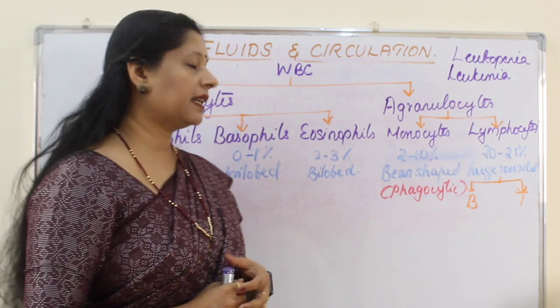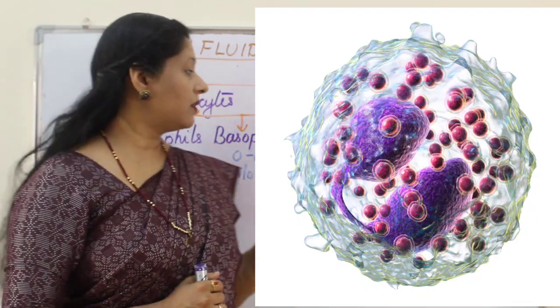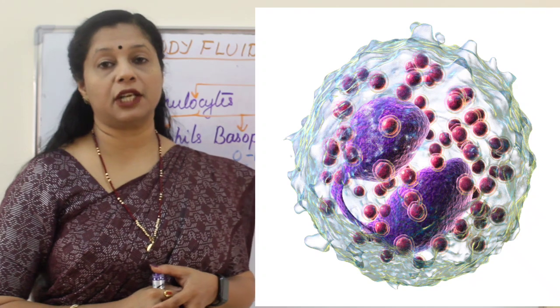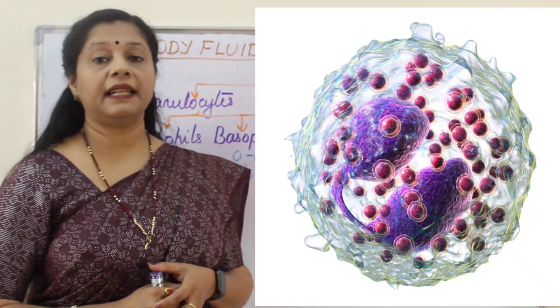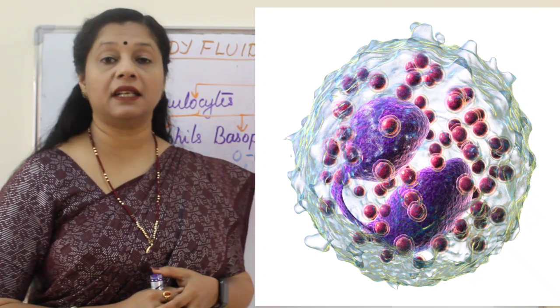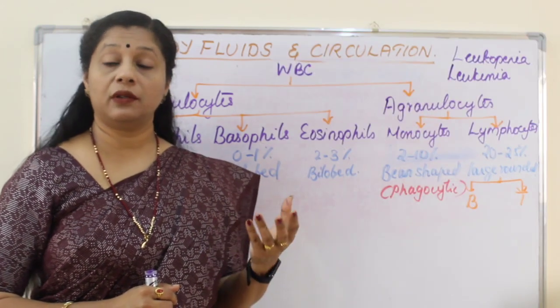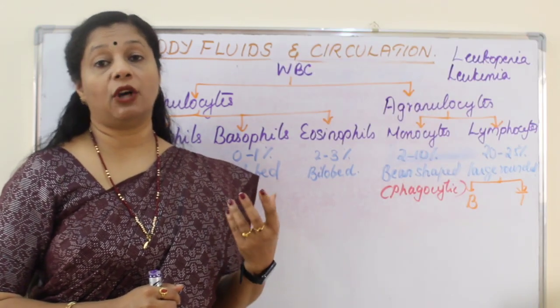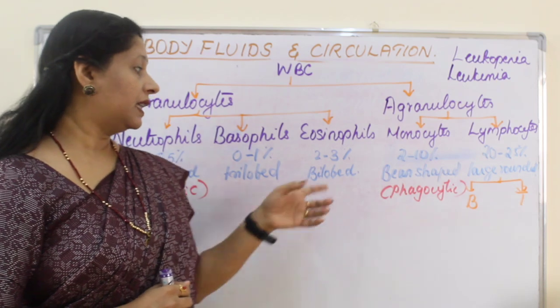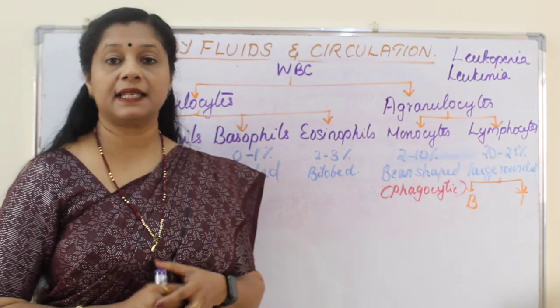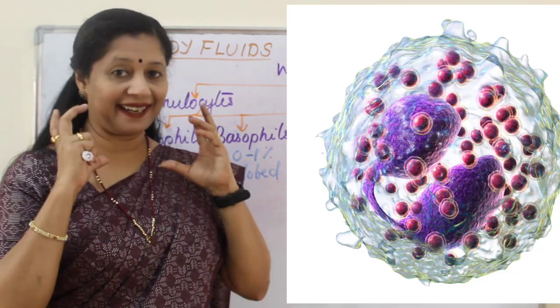Then the third category is eosinophils. Eosinophils constitute 2 to 3% of the WBC cells, and they are associated with the allergic response. Those people having asthma, hay fever will have a high level of eosinophils in their blood. Their nucleus is bilobed, meaning it has two lobes. It looks like a headset.